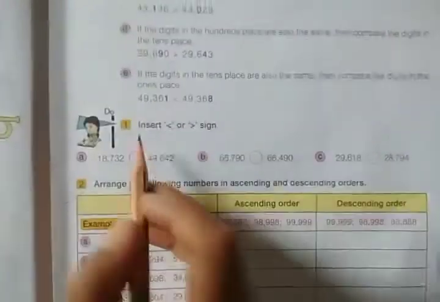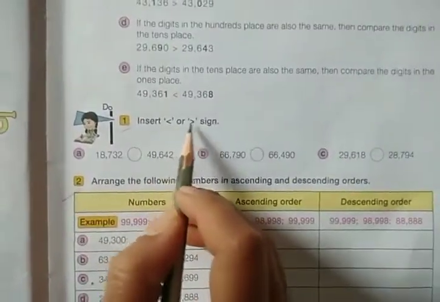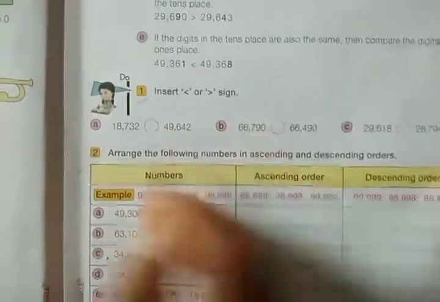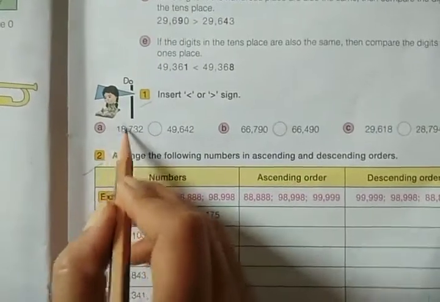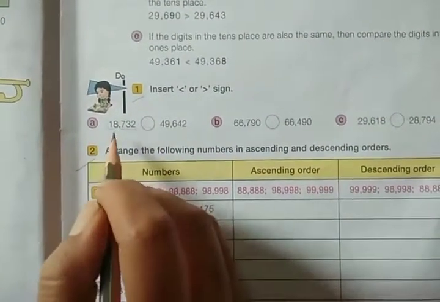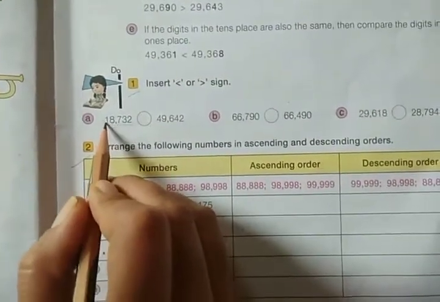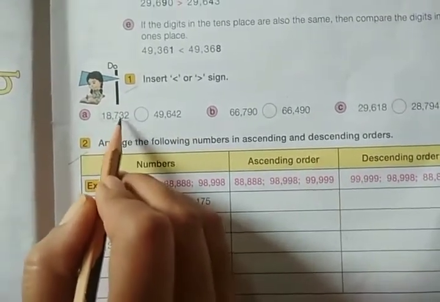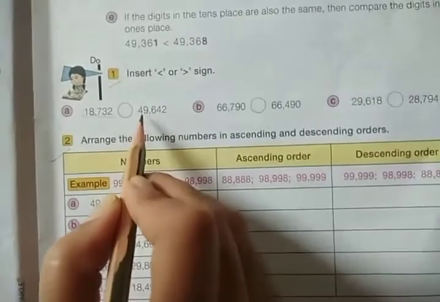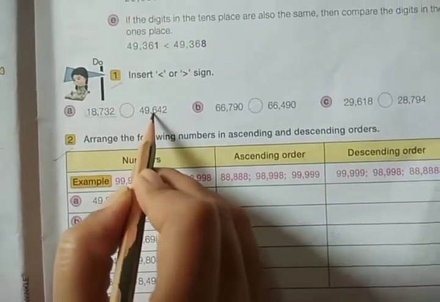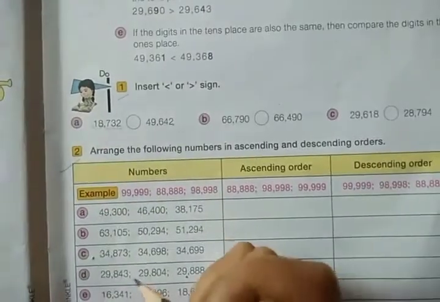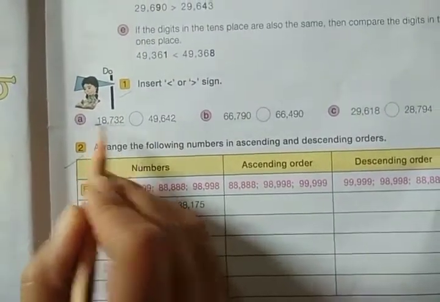See the exercise. Insert greater or lesser sign. Okay, first one is, read the number. These are 1000 period numbers and these are ones period numbers. We have to read these two together. 18,732 and 42,642. Yes. Now which number do we have to compare first? The number in 10,000 place.